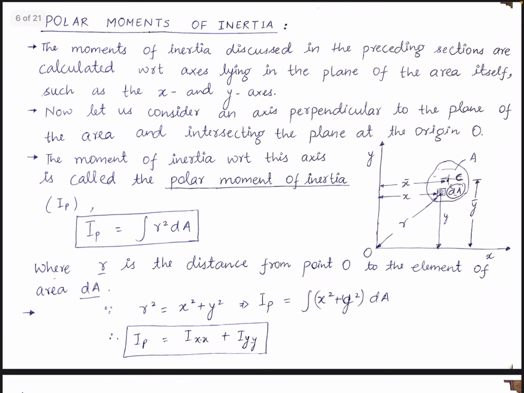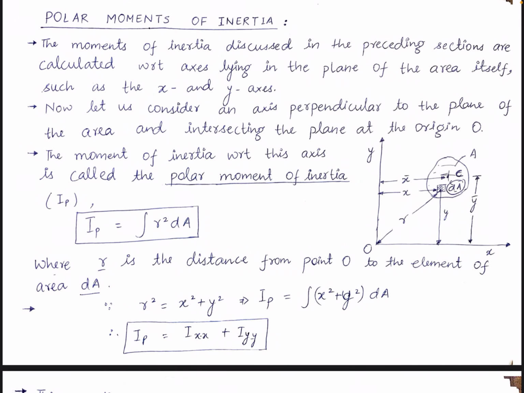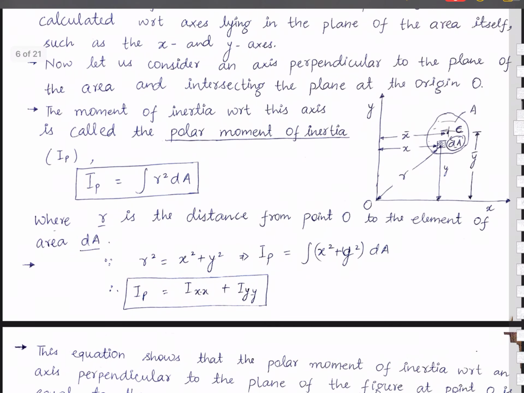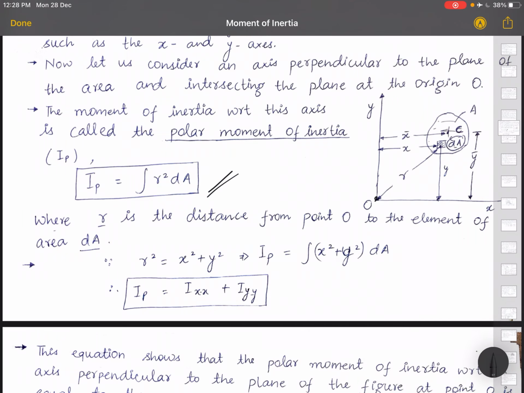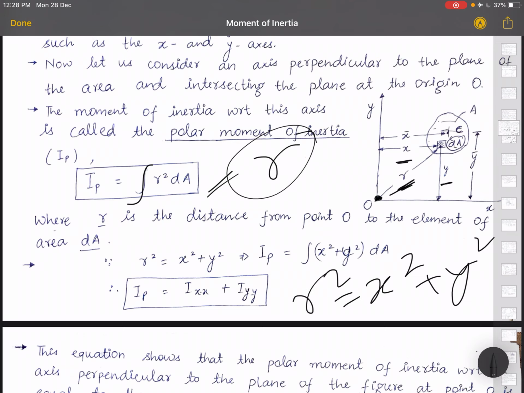So let us see what this is. We want the moment of inertia of this area with respect to an axis which is perpendicular to this plane. The distance from this axis to the area element is r. So I_P is nothing but the integral of r square dA, where r is the distance from the point to the area. Now r is what? This is x, this is y, so x square plus y square is r square. Simple Pythagoras theorem.